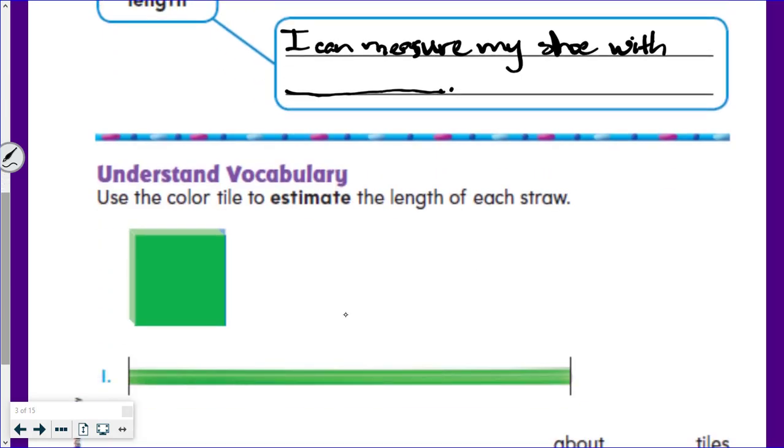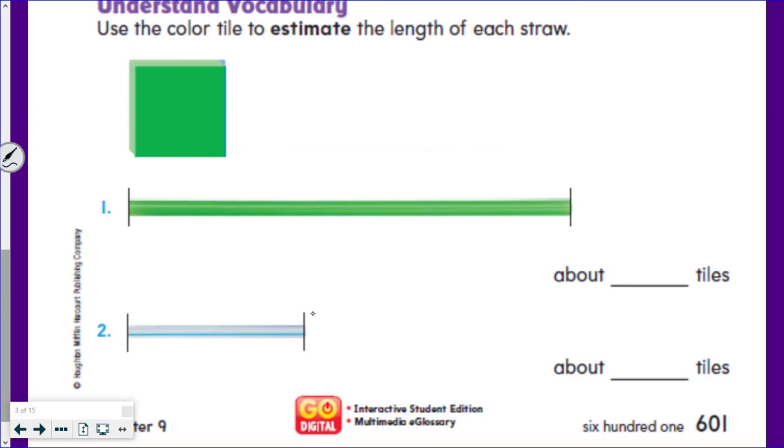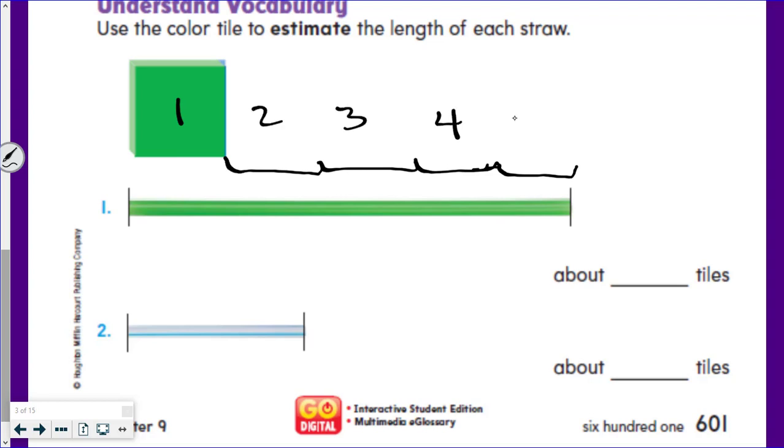Alright, let's continue. It says use the color tile to estimate the length of each straw. So looking at this straw, how many color tiles could we use to measure it? If we're going to estimate, we've done estimation before, we're going to draw some space for a color tile. So we might be able to fit 1, 2 more, 3 more, right? Maybe 4 more. So altogether that's 1, 2, 3, 4, 5. So we could probably fit about 5 color tiles on there.